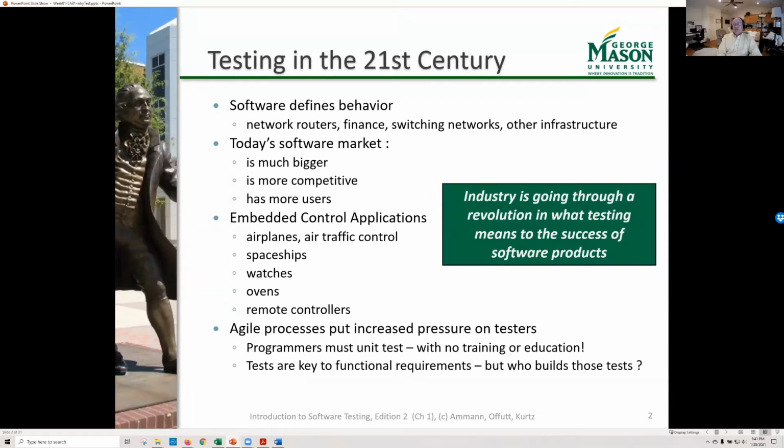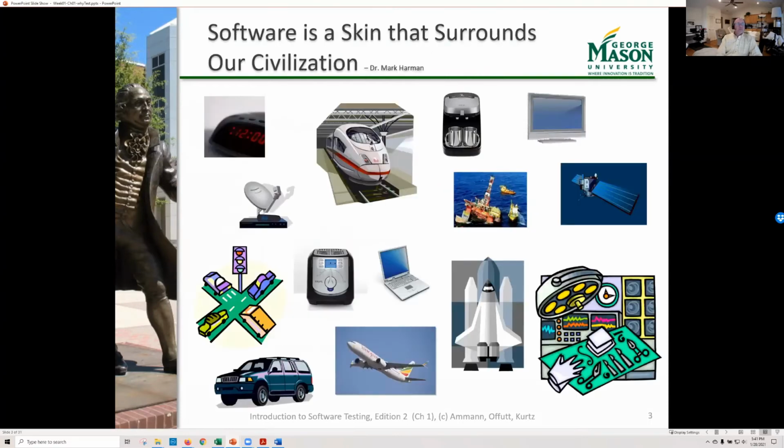So the industry, as a result of the volume and the criticality of software, is really going through a revolution on how to do testing and what testing means to the success of software projects. An interesting quote from Mark Harman, a researcher at Queen Mary in London: software is a skin that surrounds our civilization. And I wonder whether that's accurate or whether it's really becoming more the bones and muscles themselves. But again, it's everywhere in everything, from things big to things small.